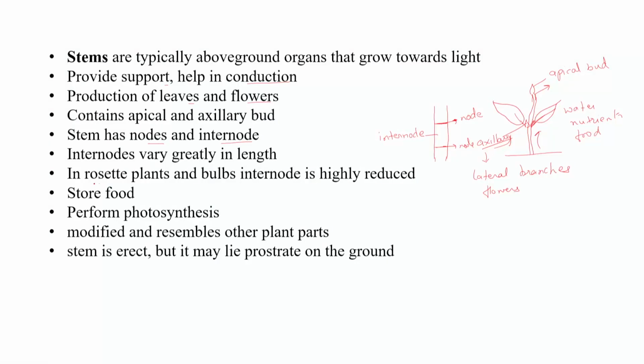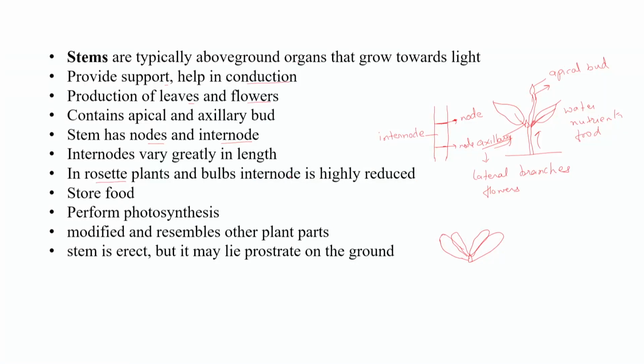A very short internode can also be observed in rosette plants, like cabbage. In cabbage the green part is basically leaves, and these leaves are arranged on a stem which has very small internodes. So you can say the stem is quite condensed with very short internodes, and because of this the whole structure becomes highly condensed and the sideways leaves coming out appear to be overlapping. So the internode size definitely varies in different plant species.